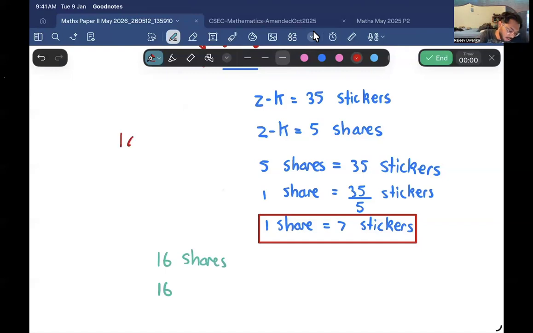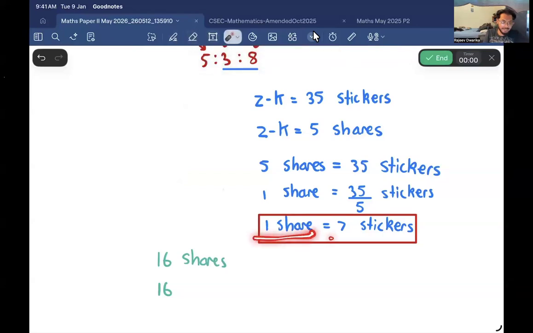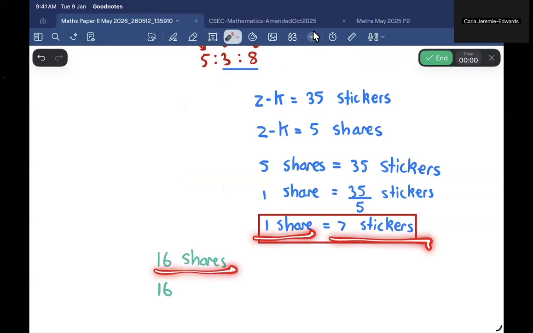Let me give you an example. If I tell you 1 doughnut costs $5, how would you find how much 16 doughnuts cost? You multiply the 5 by the 16. So if I know that 1 share is 7 stickers, how would I find for 16 shares? You multiply by 16. I multiply what by 16? The 7. Yep, the 7 by the 16.